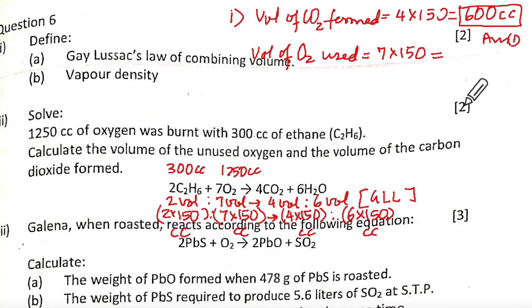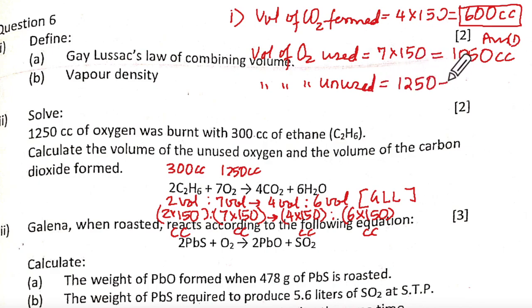Baby, how can you find unused before you find used? Sorry, ma'am, sorry. Directly you can't jump, Ray. Okay. So volume of O2 unused. First you have to find used. And then you have to subtract. Okay, please show the step. Minus 1050. Yes, ma'am.